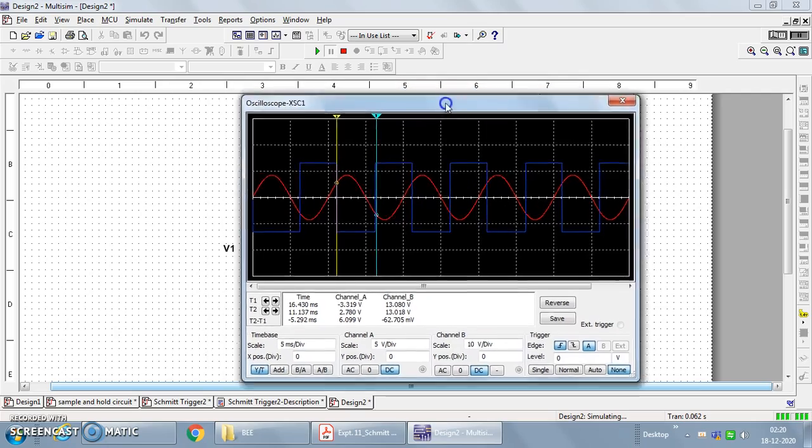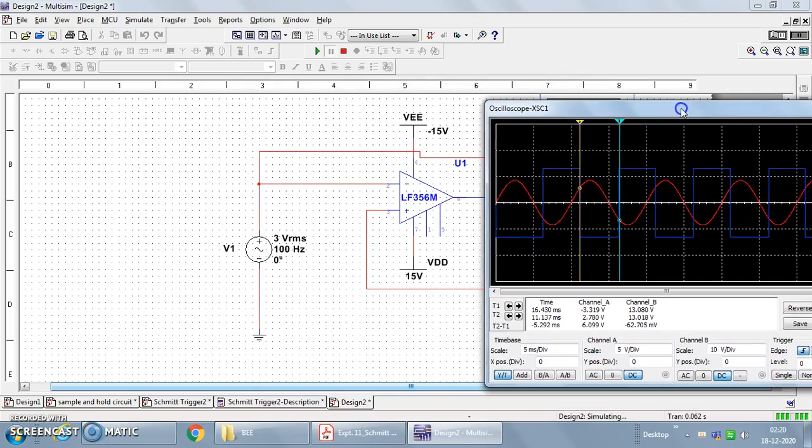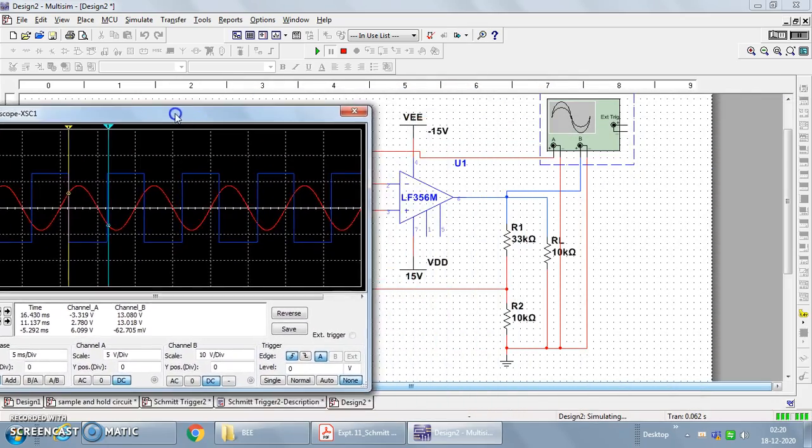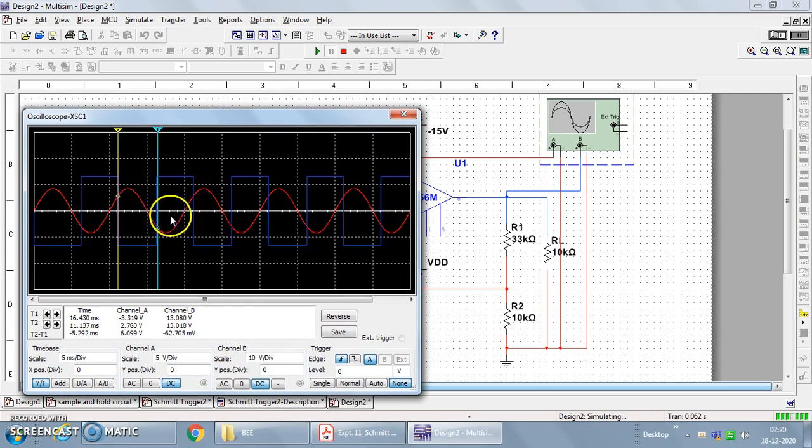So this is a Schmitt trigger circuit, which converts irregular shaped waveforms into a pulse waveform where the output is set to either the plus Vsat value or the minus Vsat value, and we can set the upper and lower threshold values symmetrically or asymmetrically by making the respective changes in the circuit values.